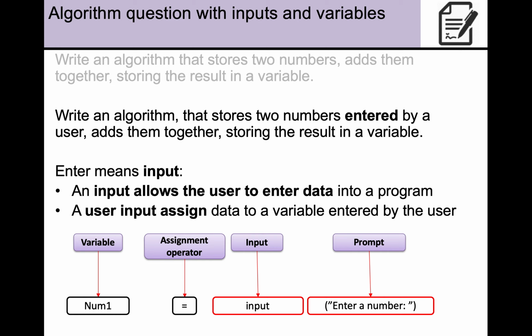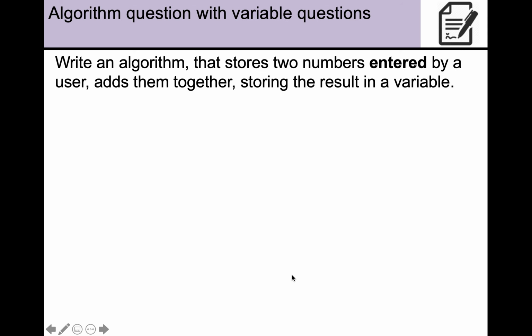And we have a prompt. So instead of assigning a value to num1, I'm actually asking the user to enter a number. That's prompting the user to enter a number. We don't know what number the user is going to enter because that's going to be a value that could change. So let's take a look at what that would be like.